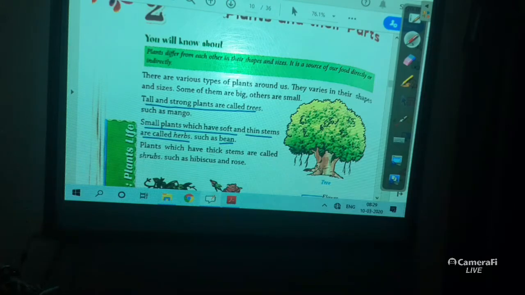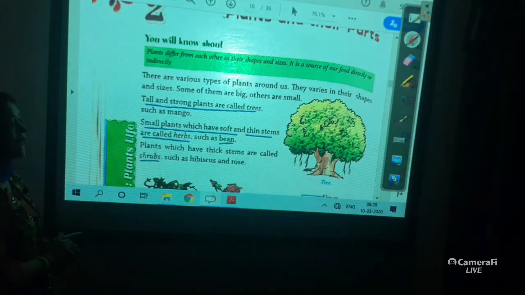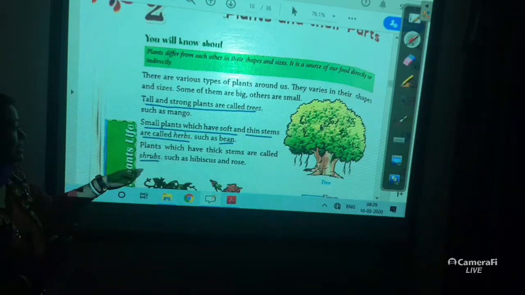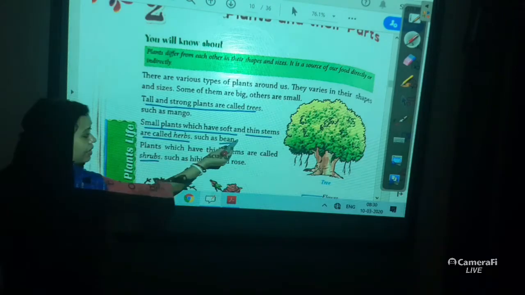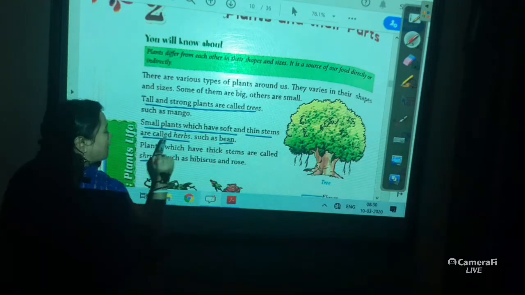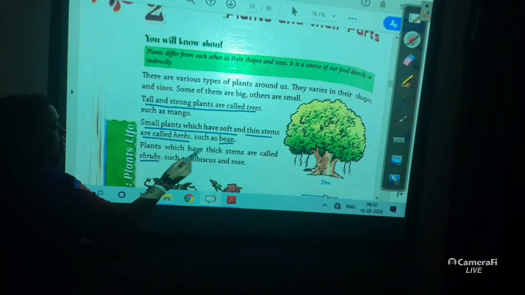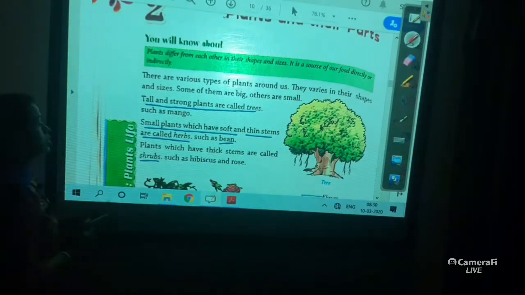Okay. Now, another type is shrubs. So how many types of plants have we learned till now? Yes, three types: trees, herbs, and now we have discussed the shrubs. Plants which have a thin stem. In the case of herbs, the stem is thin, but in shrubs, the stem is thicker than the herbs, but not like a tree.